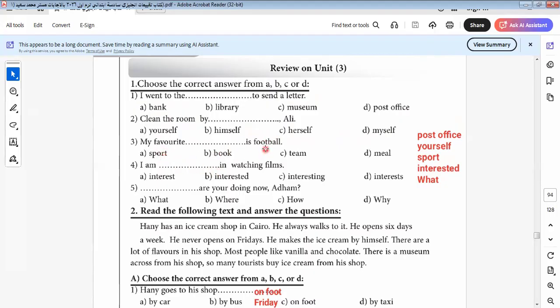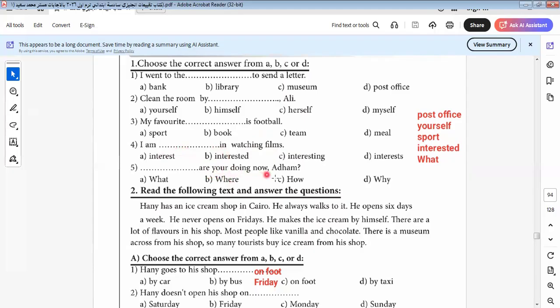When we say hobby, when we say read, it's a favorite hobby. When we say football, it will be the favorite sport. I'm interested in watching films. Here is the adjective interested, we must add -ed, because it refers to what? The emotion of a person.